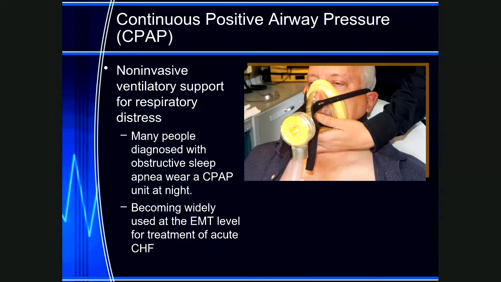The therapy is delivered through a face mask held to the head with a strapping system. One of the things we need to watch out for and use caution is with patients with potentially low blood pressure.